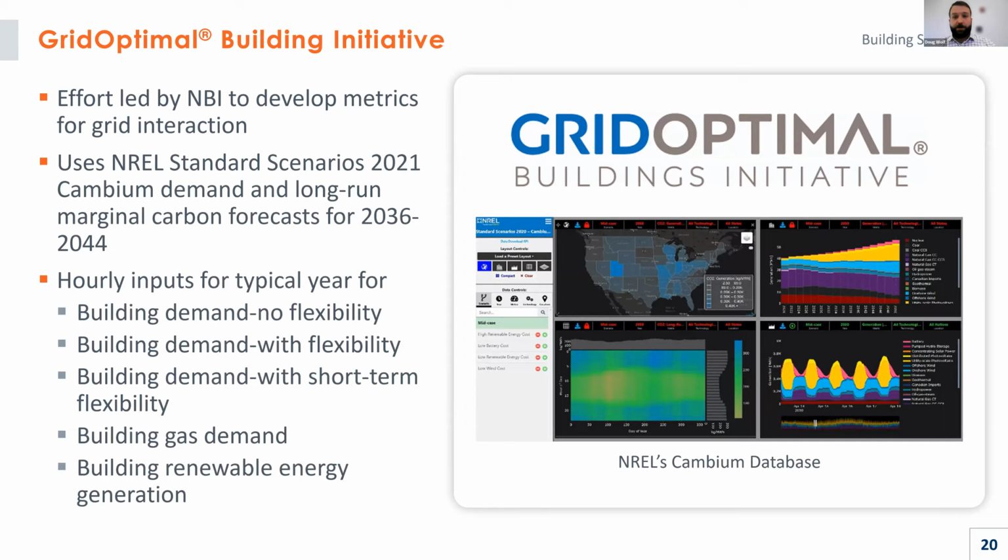So it takes inputs from some of the national labs as far as hourly carbon profiles based on location, as well as hourly grid data based on location. And we can use that to try to measure how well a building interacts with the grid. So I'll talk about a few of these metrics.